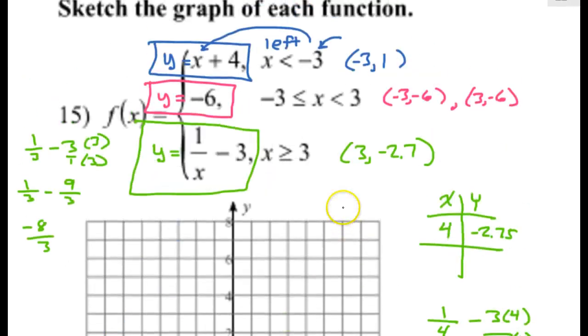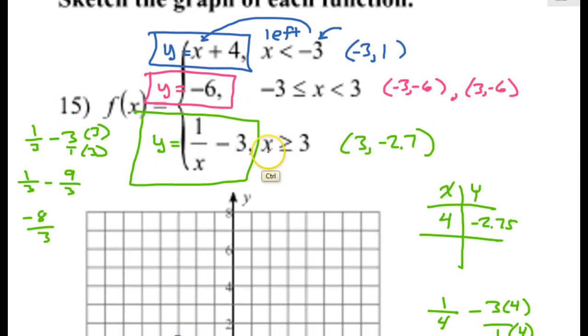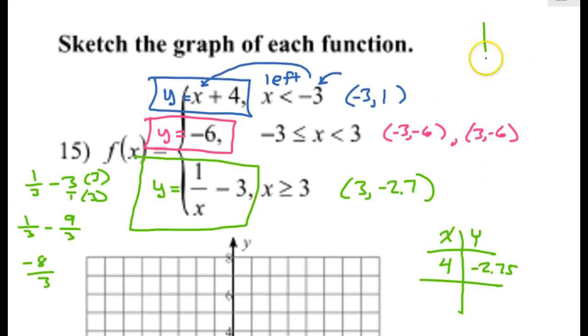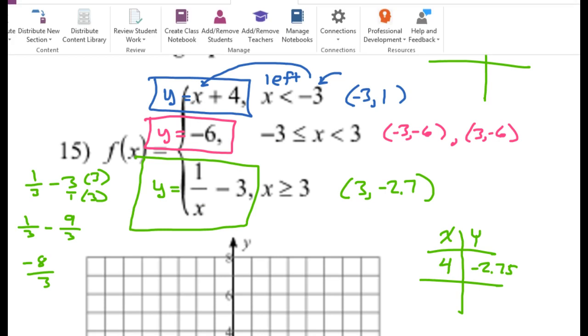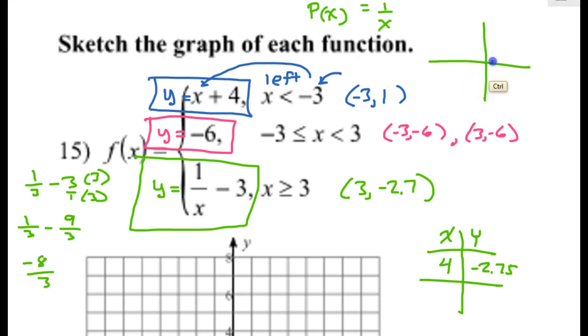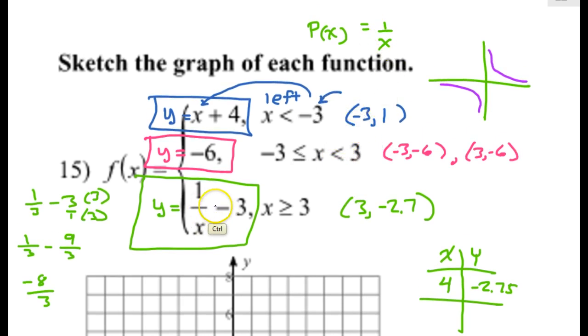And actually, now that I think about it, remember I told you that little sketch of the rational function? The parent function of this is just 1 over x. The parent function looks like this. There's an asymptote at the x and y axis, and we have a branch here, and we have a branch here, approaching the x-axis. The only difference between the parent function and this is the transformation of the negative 3. That's down 3.